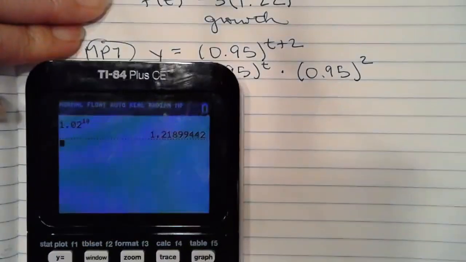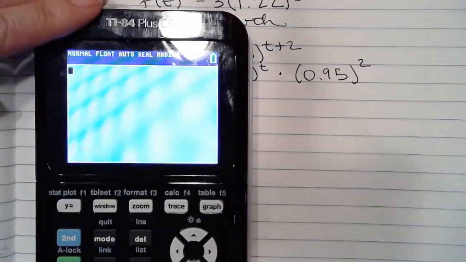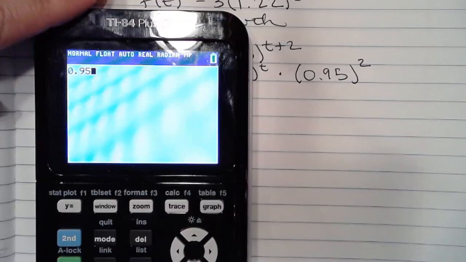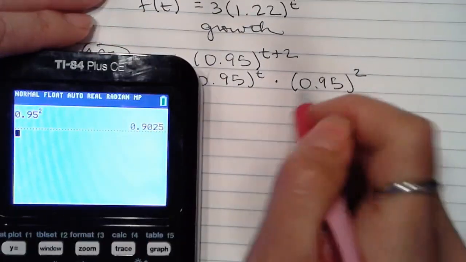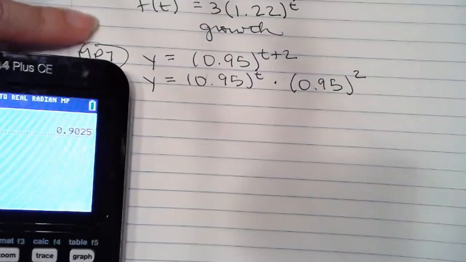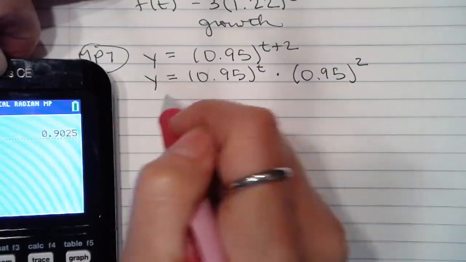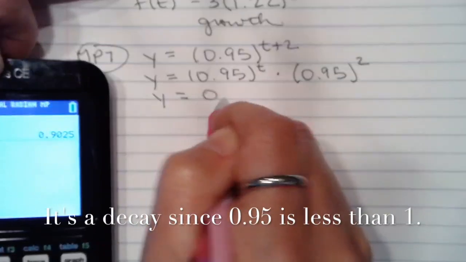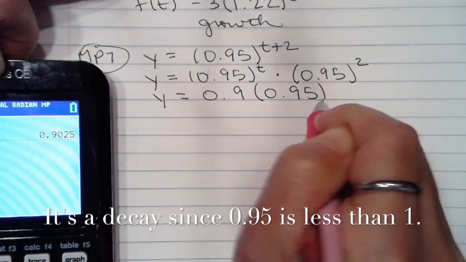Okay, so let's use a calculator again. Last one, I'm going to do this one right here. 0.95 caret to the second power. Oops, delete that. To the second power, and that is 0.9. So my new function, since that's it, is going to be y equals 0.9 times 0.95 to the t.